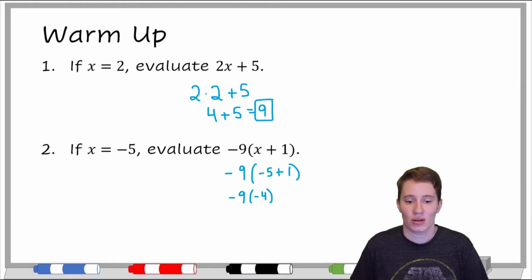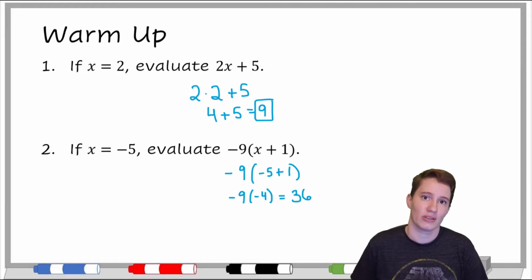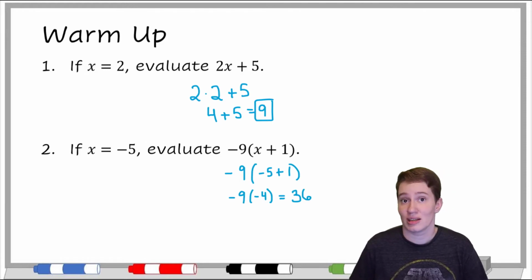-9 times -4 is positive 36. Remember, two negatives, when you multiply them together, give you a positive. The negatives are like, peace out, I'm going to go play a video game, and you guys can do math without me. So it's positive 36.